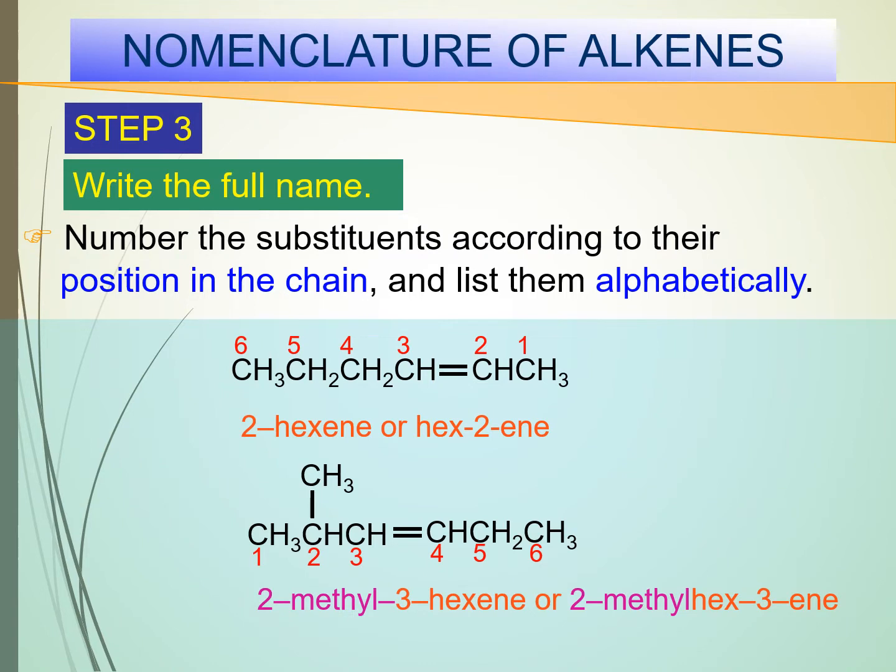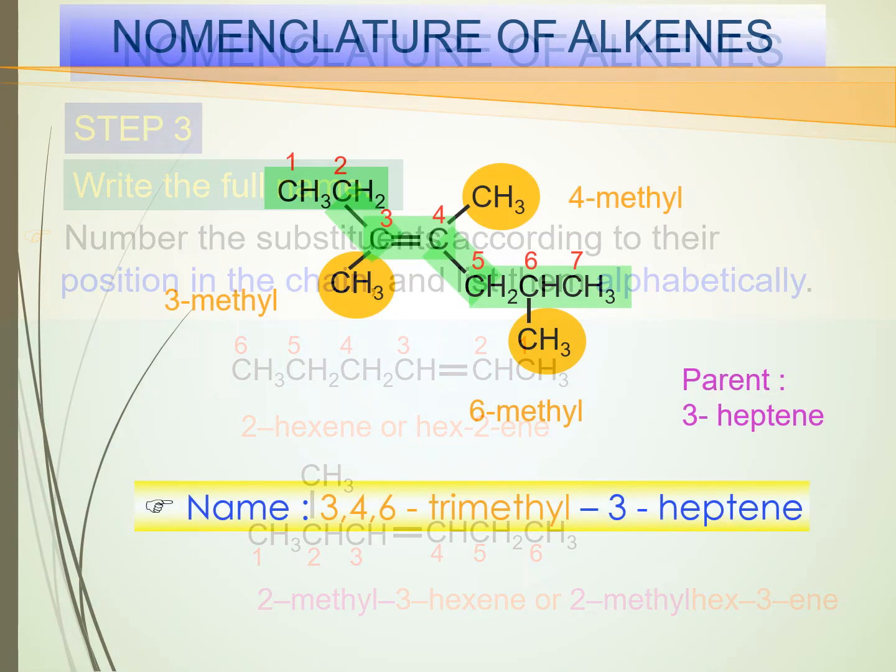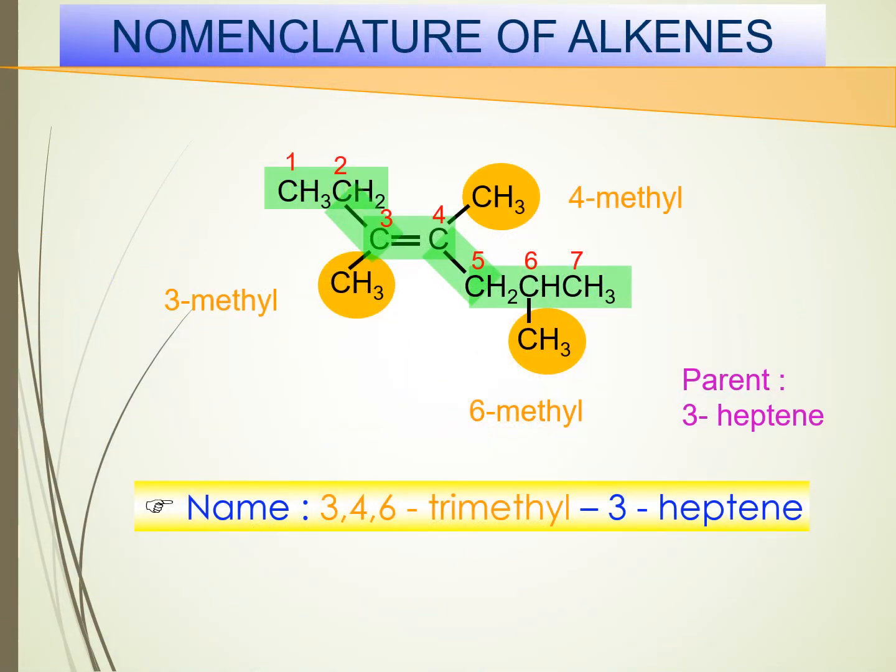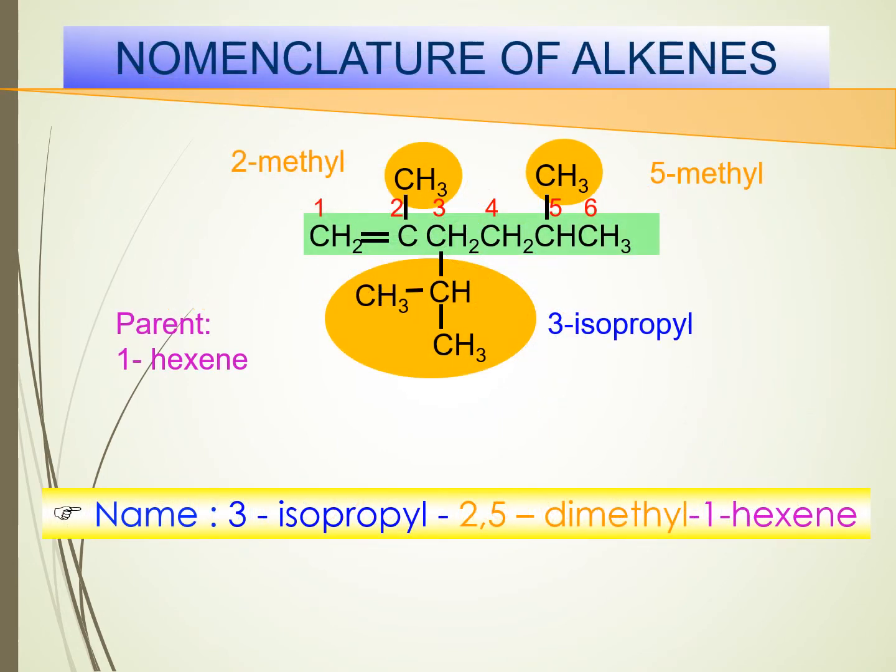Step 3. Once you have located the position of the substituent, write the full name of the compound. Use prefixes di, tri, etc. if you have the same substituent present more than once. If you have more than one substituent present, identify the location of the substituents and list them alphabetically.